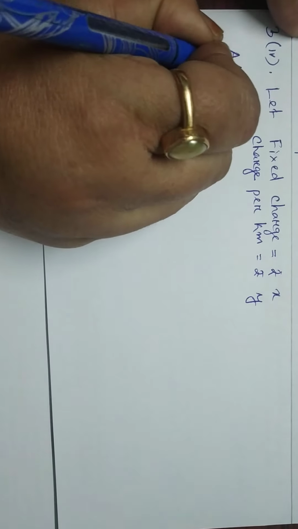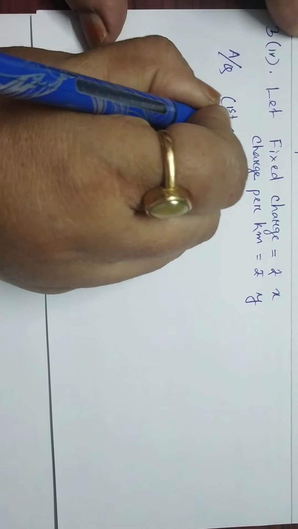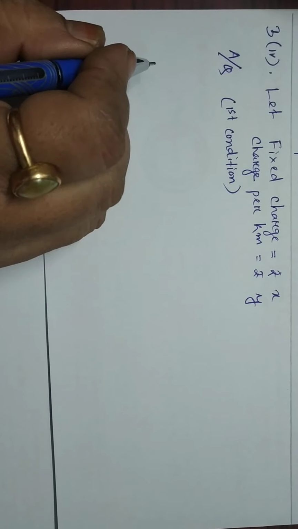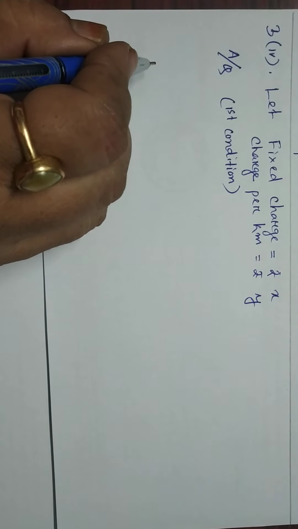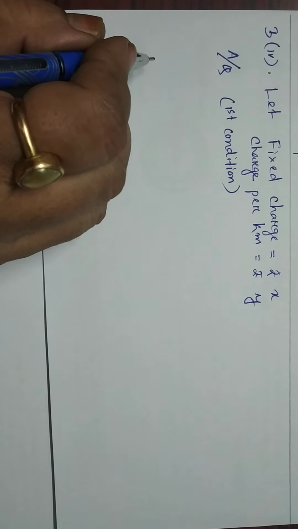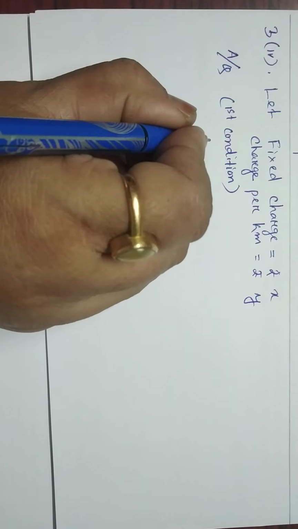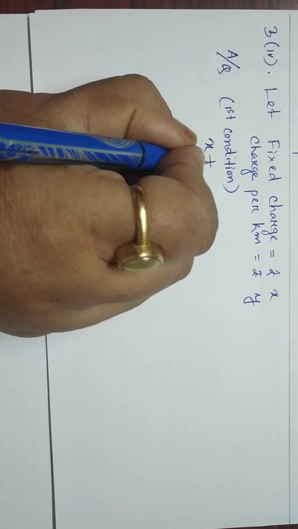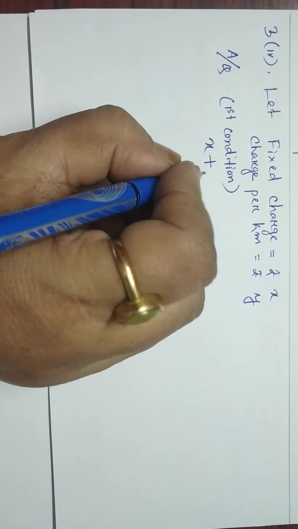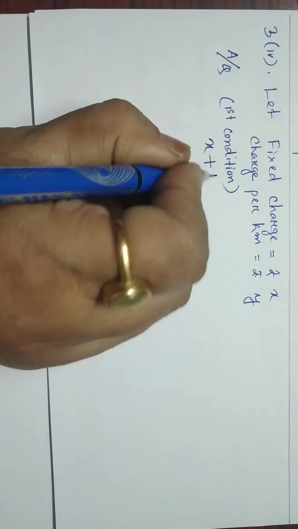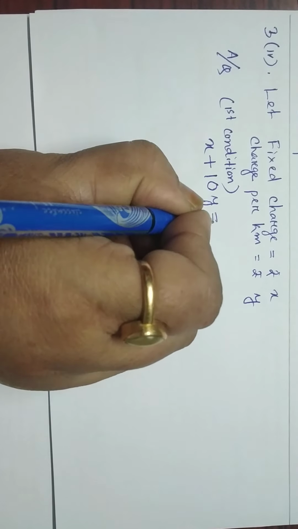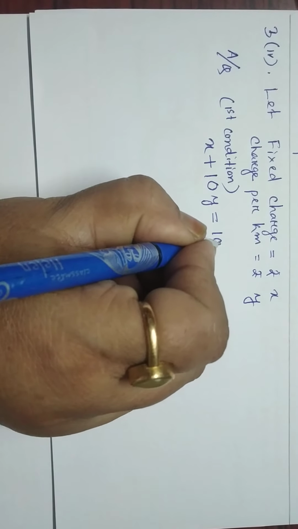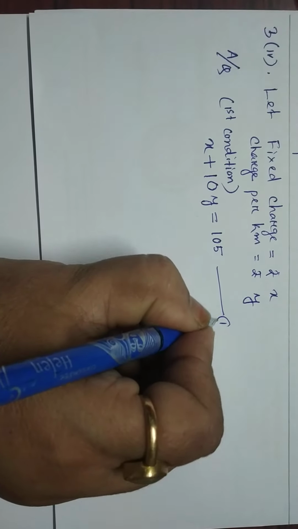According to the question, first condition, what is given? The person has to pay for 10 km 105. That means fixed charge is equal to X. Then how many kilometers of distance covered? 10 km. That's why 1 km is Y rupees, then 10 km is equal to 10Y, and total charge is rupees 105. This is our first equation.